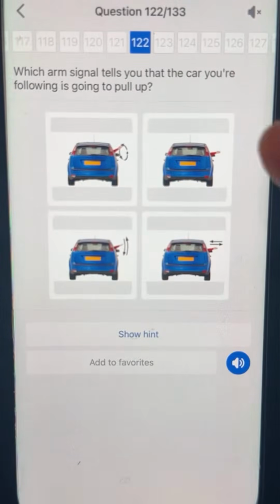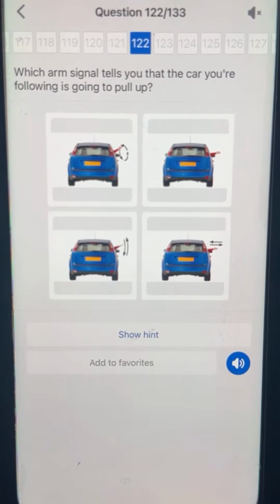Now, which one means you want to pull up? Pull up here means stop. You want to stop on the side. It's quite easy, very easy. But it's confusing because we use only arms, the right hand. But we're moving it in a kind of movement. It will tell you what we intend to do.